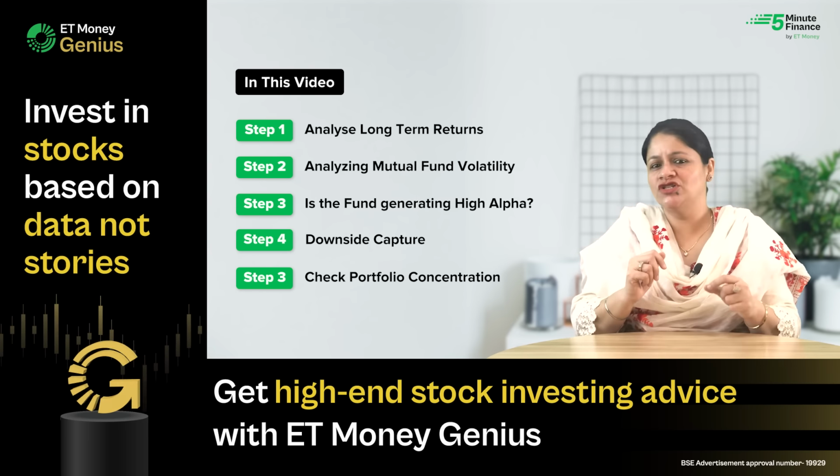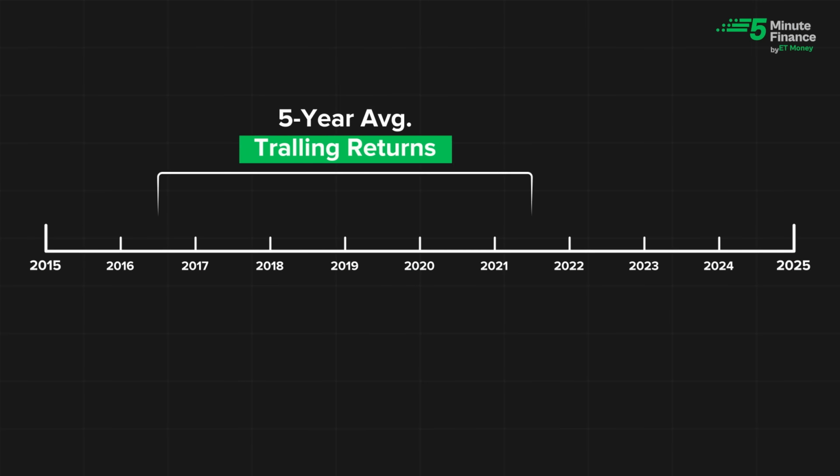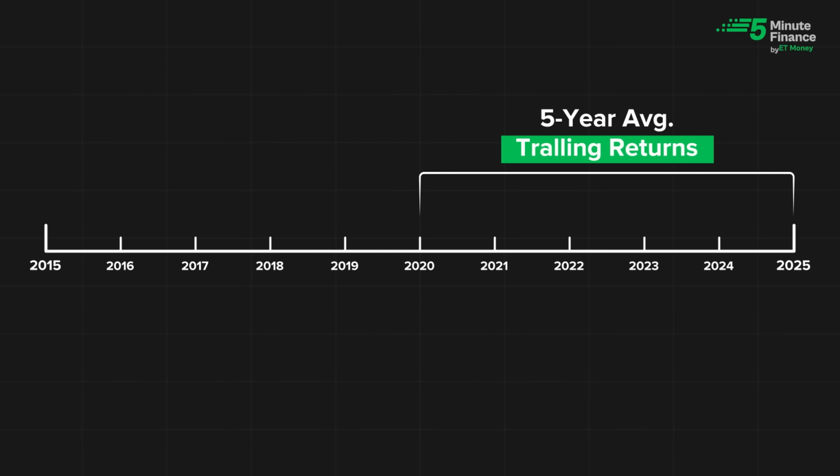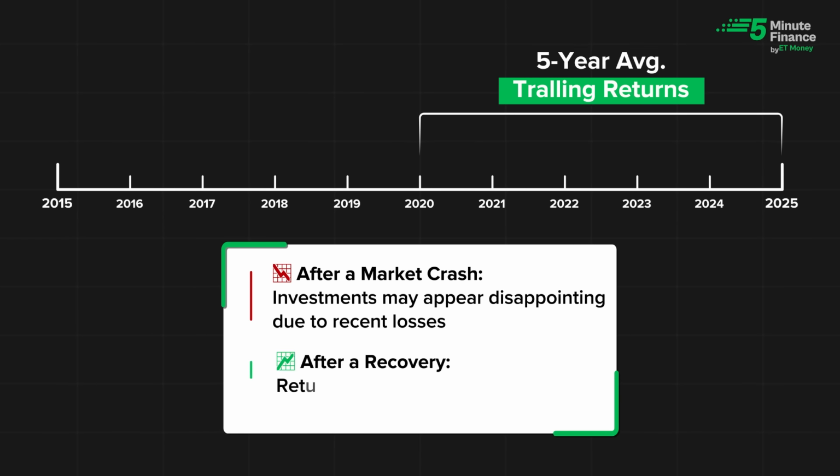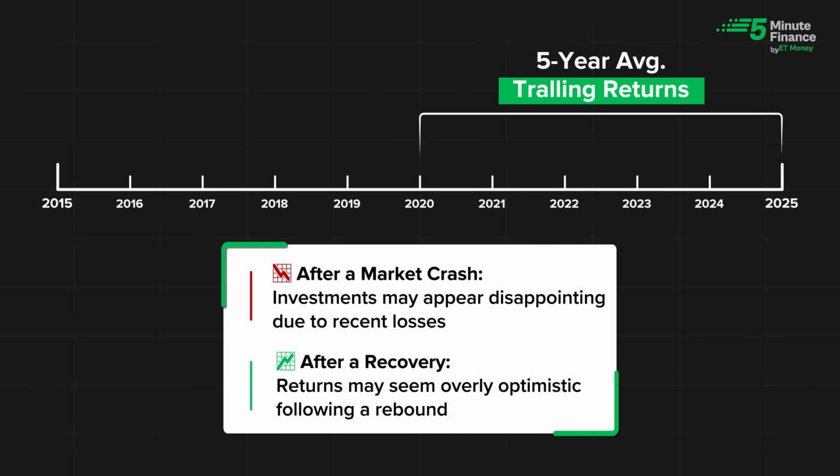Equity funds are long-term investments, typically for 7 years or more. While 3-year, 5-year and 7-year returns matter, rolling returns give a clearer picture. Why? Traditional 5-year returns, trailing returns, depend on fixed dates, which can distort performance, looking bad if the market recently crashed or overly good if it just recovered.